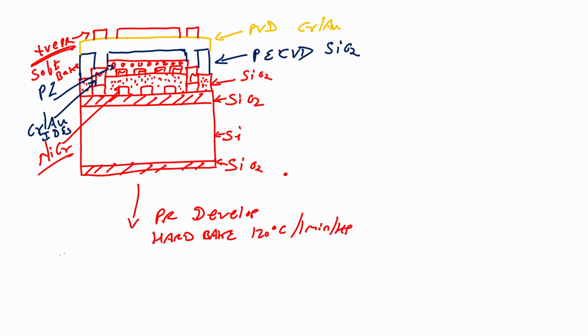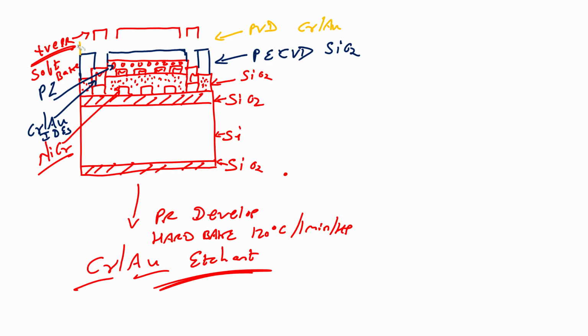After that, next step is you have to dip the wafer in chrome etchant followed by gold etchant. When you do that, what you will have? When you dip the wafer in a chrome etchant followed by gold etchant, what you will have is this pattern, right. And then the next step is to strip off the photoresist.